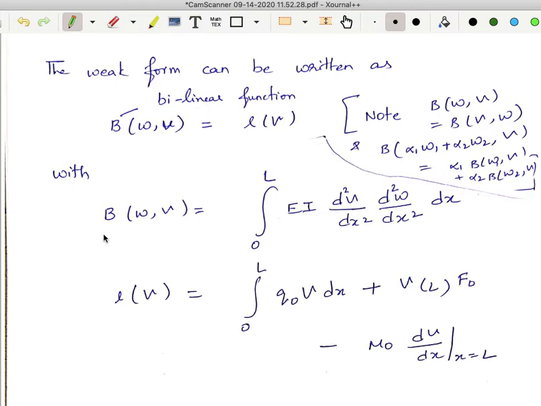So this function b is symmetric in v and w, so I can interchange v and w, and it is also linear in w and linear in v. As far as L of v is concerned, it is linear in v. These properties are important. So the weak form can be written as b of v comma w, which is b of w comma v, equals L of v.